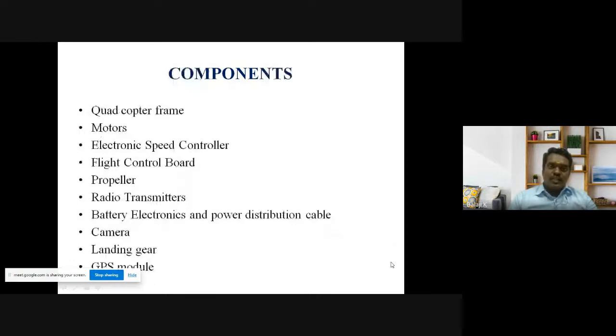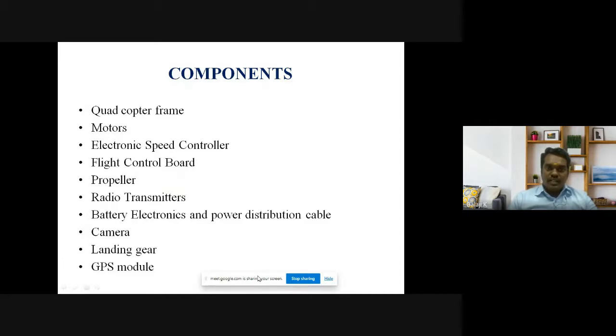Next, the fundamental components used to manufacture a drone are: first, the quadcopter frame; second, motors; electronic speed controller; flight control board; propeller; radio transmitter; battery; electronics and power distribution cable; camera; landing gear; and the last one is the GPS module. If we have these 10 components with us, we can fabricate a successful drone. So we will discuss each component one by one and its functions.